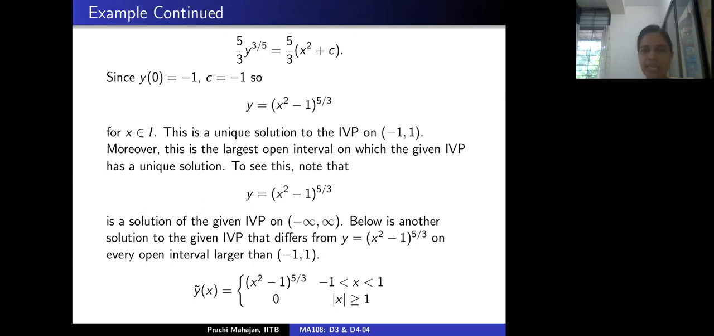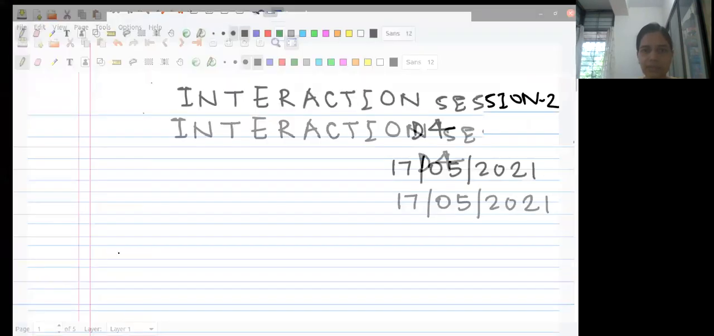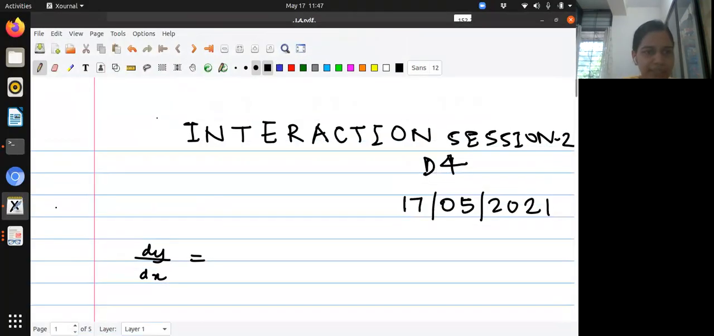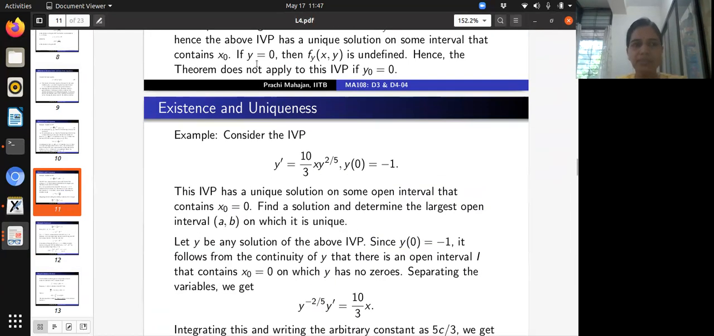Now, why do you say this is a unique solution to the initial value problem on minus 1 to 1? This is your question, right? So let me write down the equation one more time. dy by dx is, can somebody help me? What is the exact thing? 10 by 3 x y to the power 2 by 5.